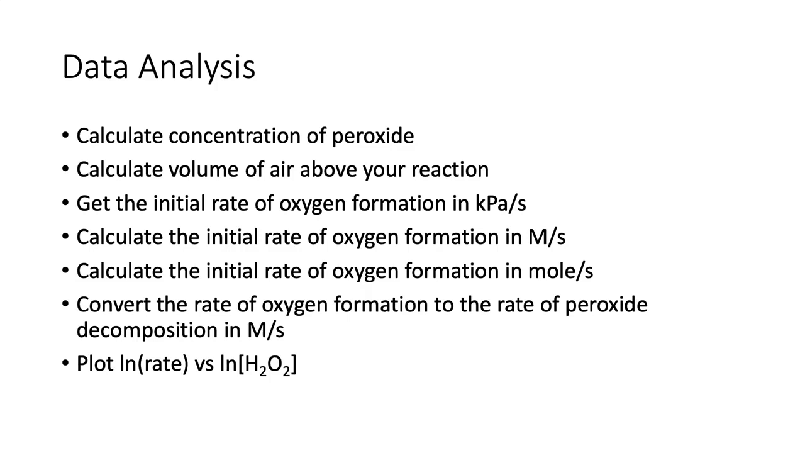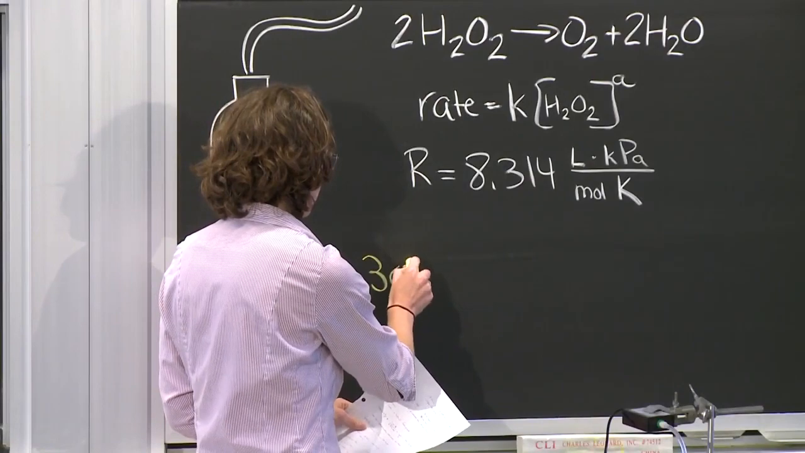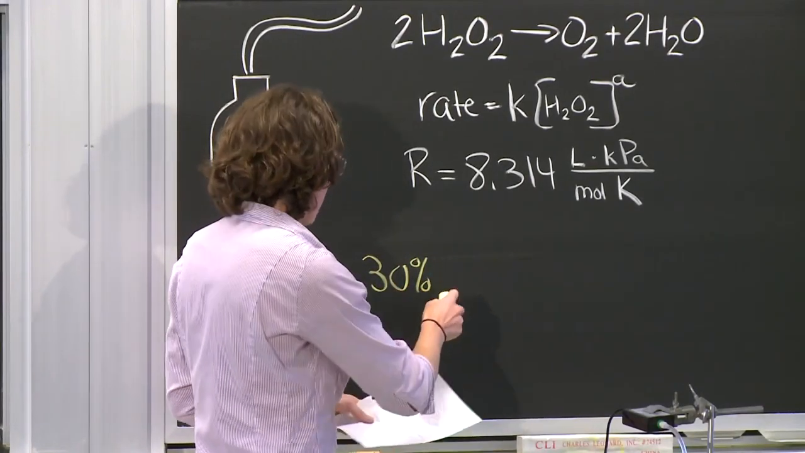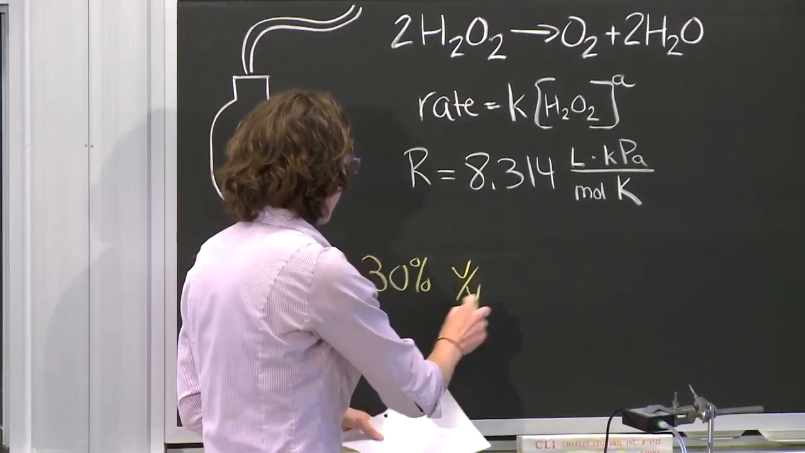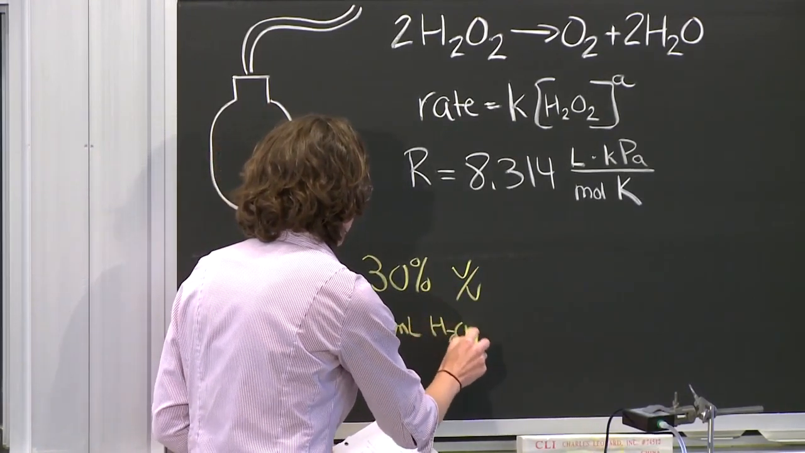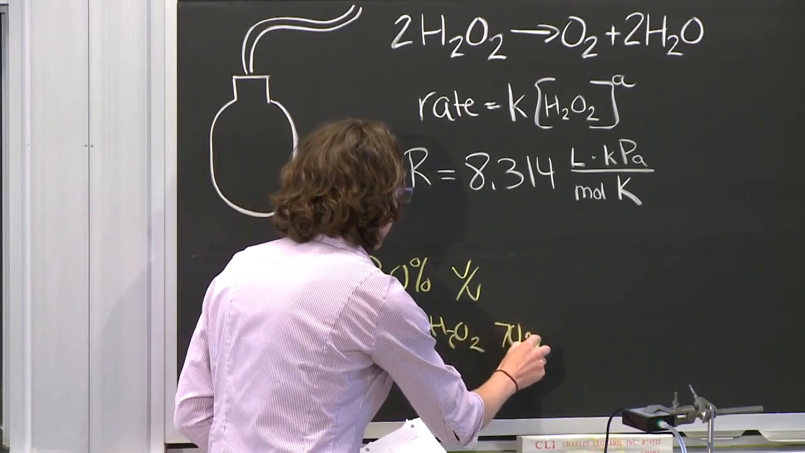So here are some of the steps of the data analysis. So the first thing that you're going to have to do is calculate the concentration of the peroxide that you used. And we are going to give you 30% hydrogen peroxide, which is volume per volume, so there's 30 milliliters of H2O2 and 70 milliliters of water.